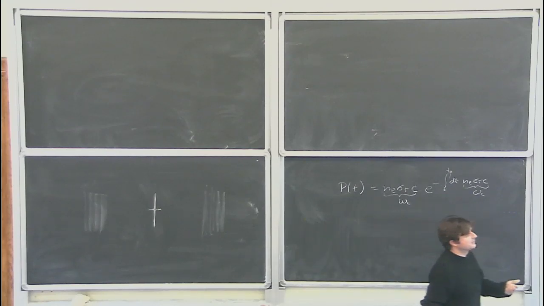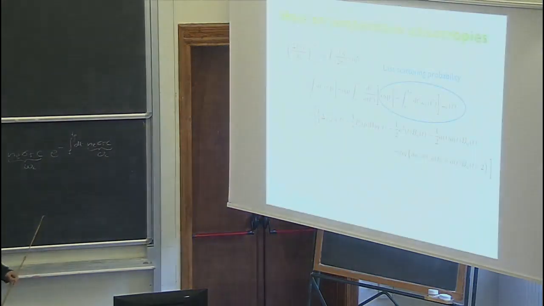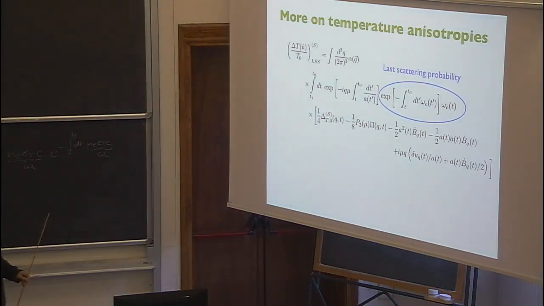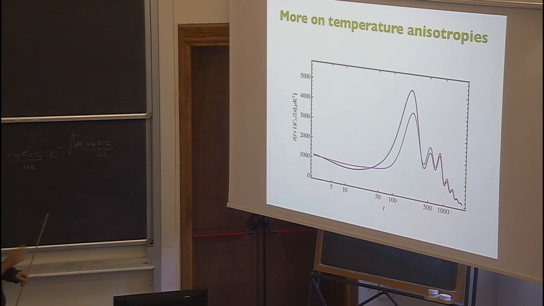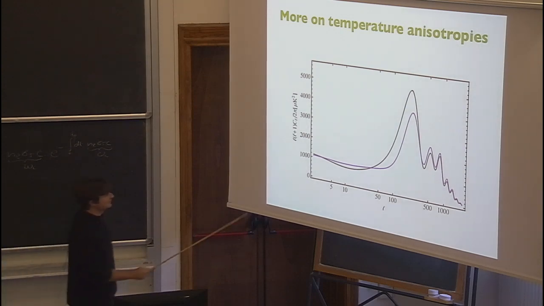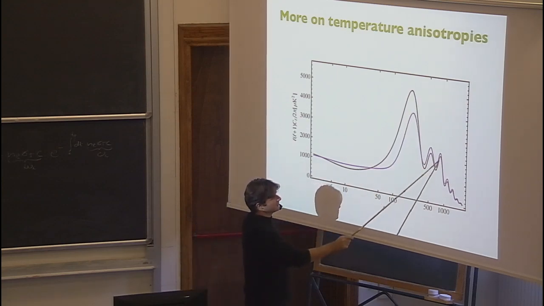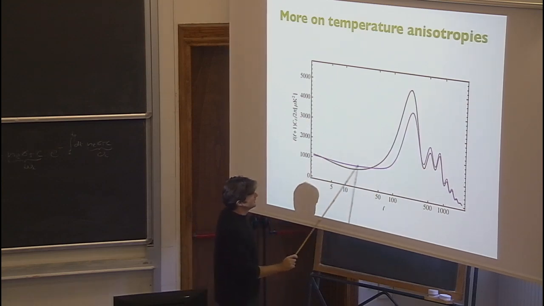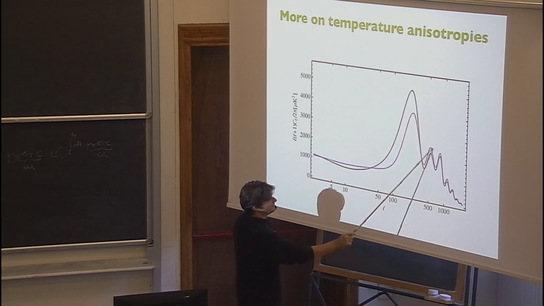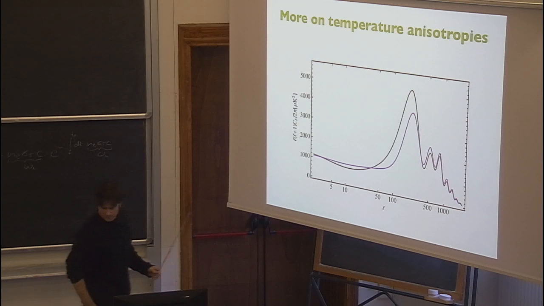And so in the toy model, I just set this thing to a delta function. In general, this is how it appears, as a convolution in this way. And the contribution that arises from last scattering is shown here. The black one is the full angular power spectrum, and the purple one is the contribution from last scattering. So this is the one that we modeled in the toy model.